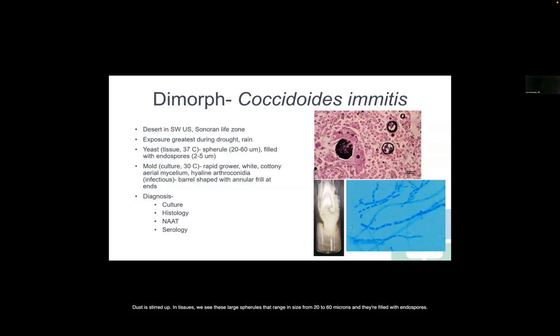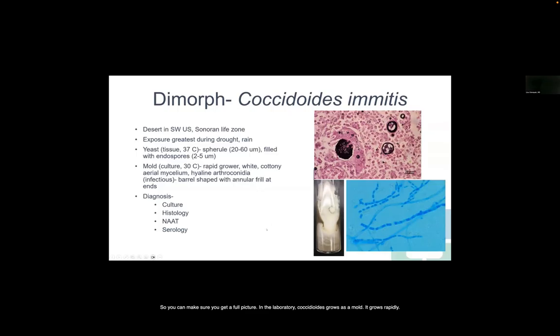In tissues, we see these large spherules that range in size from 20 to 60 microns, and they're filled with endospores that are about 2 to 5 microns in size. That's very similar to the size of histo, so it's important to look around, look at the patient's history, where they have traveled, so you can make sure you get a full picture.